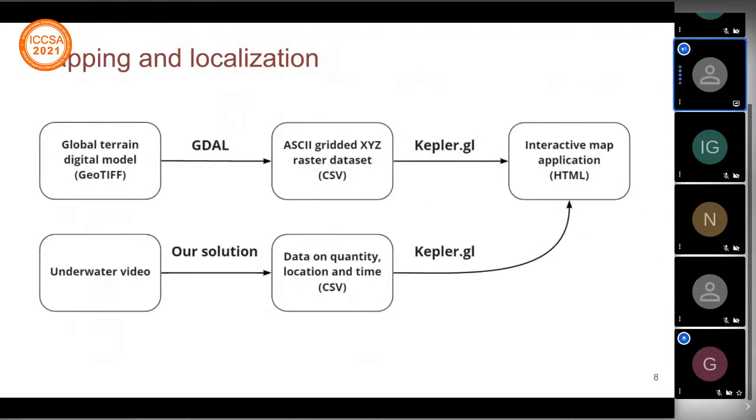At the third stage of mapping and localization, based on the data obtained at the previous stage about time, frame, coordinates, and volume of segmented objects, we used an open source tool and open access territorial models for creating an interactive map on which the investigated habitats are visualized.